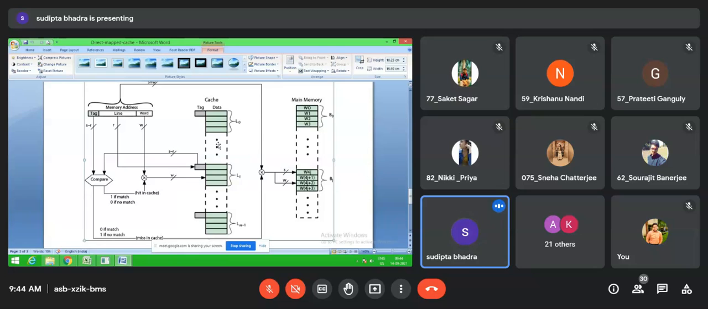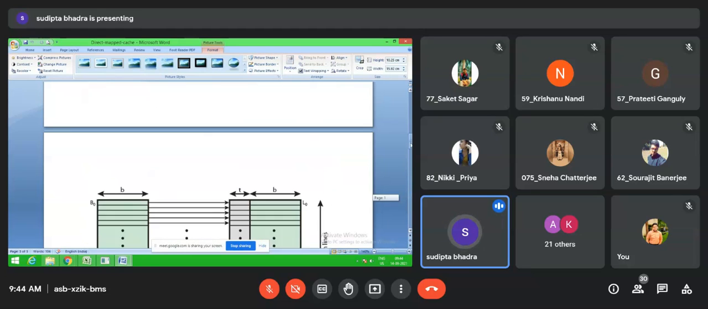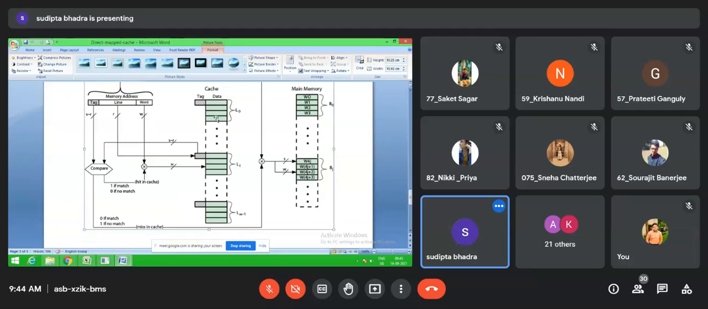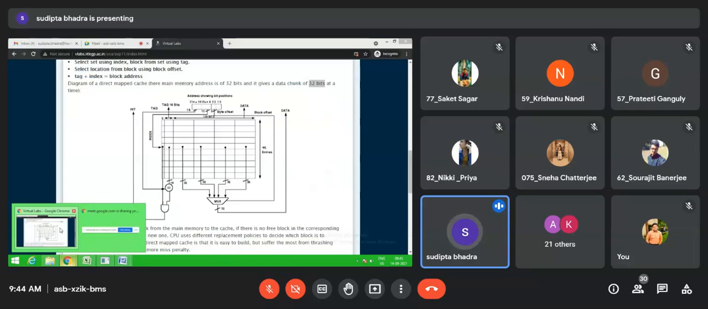Now, which cache line will be used for that block depends upon which particular cache line that block belongs to. For example, if there are 100 blocks and 20 cache lines, then among these 100 blocks, 5 blocks are mapped to a single cache line. So that will determine in which cache line of the cache memory the block will be stored. So up to this, if you have any question, you can ask.